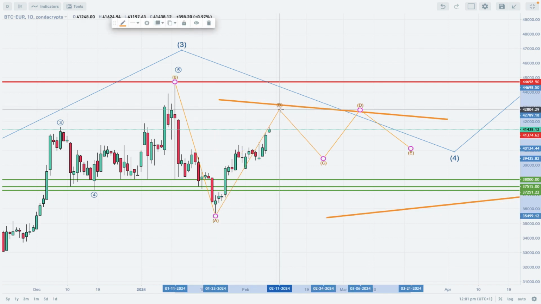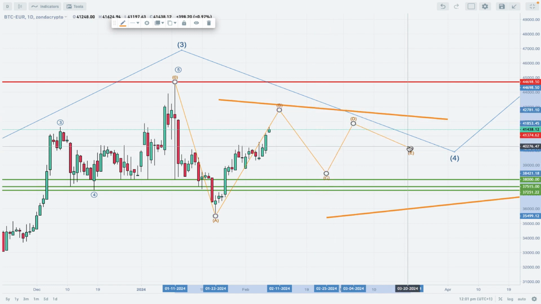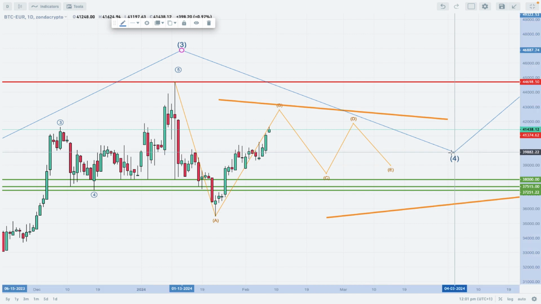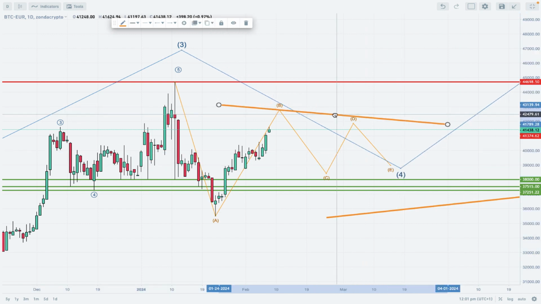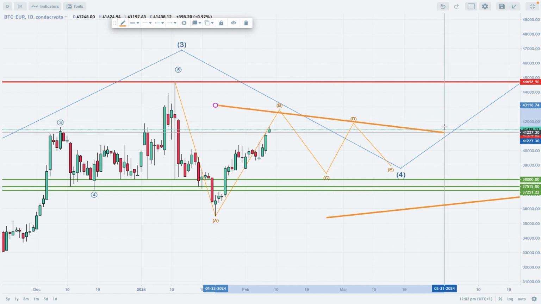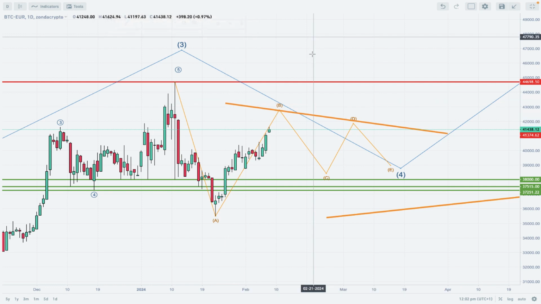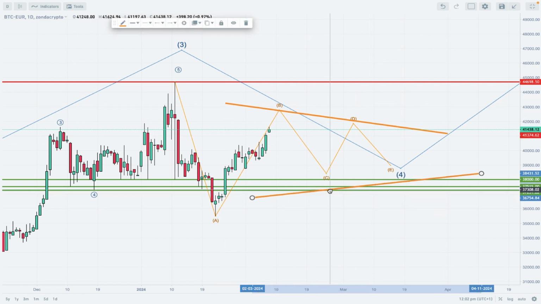Now we are doing the wave B. We are waiting for the wave C, the wave D, the wave E. And if this pattern is a corrective pattern in the form of, as you can see, kind of a triangle, then of course we should expect another wave to the upside, wave 5.